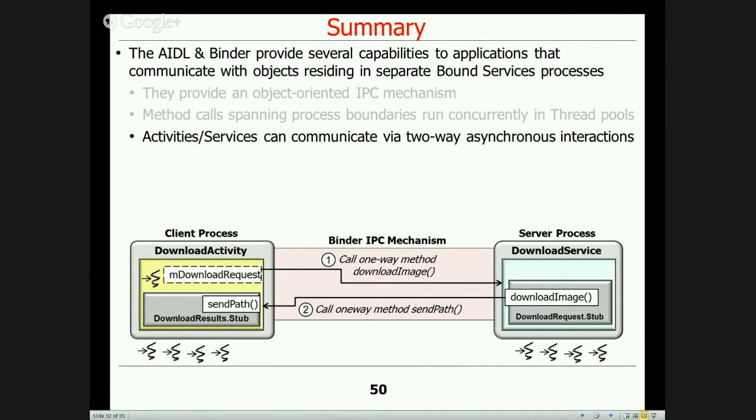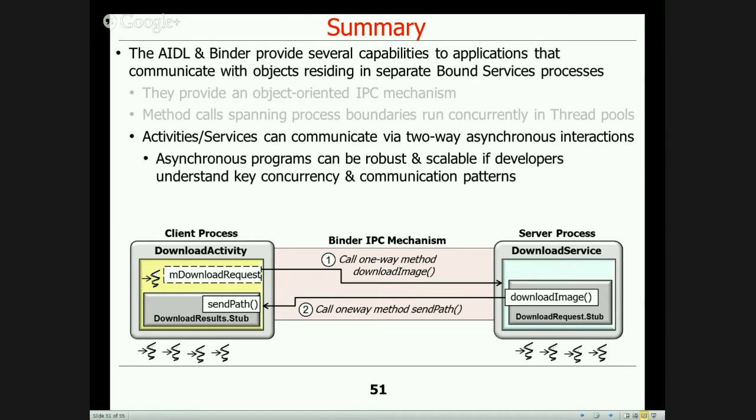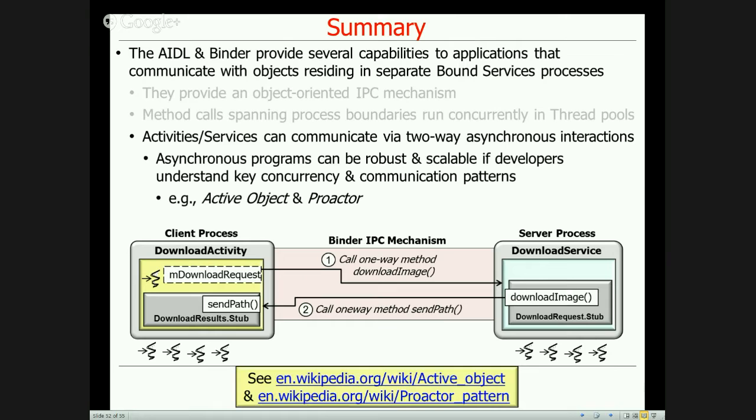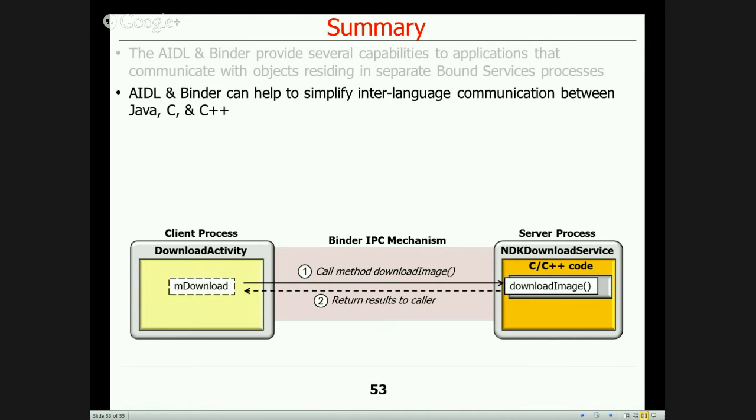Activities and services can communicate via two-way synchronous and asynchronous interactions. If you understand the patterns of asynchronous programming, things like the proactor pattern or active object pattern, then the asynchronous model is very clean. I really like those approaches quite a bit, and understanding active object and proactor can help you understand the way in which the various pieces are broken up. We'll talk more about those patterns later.